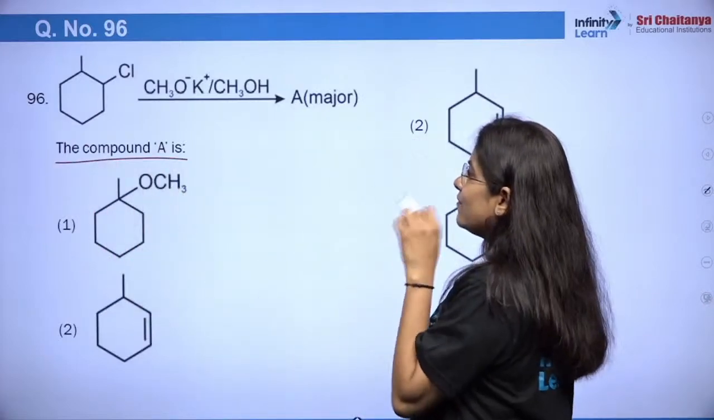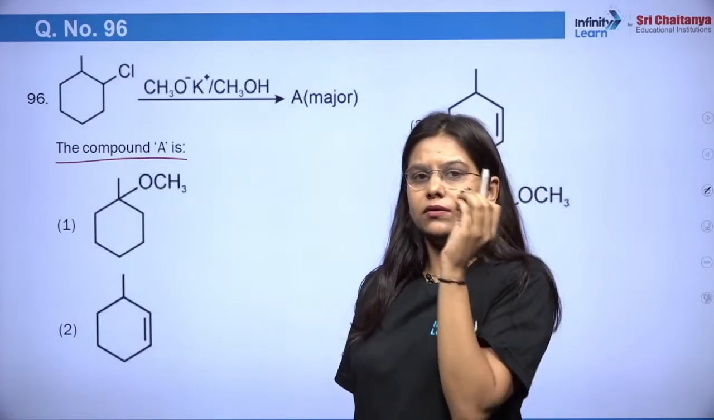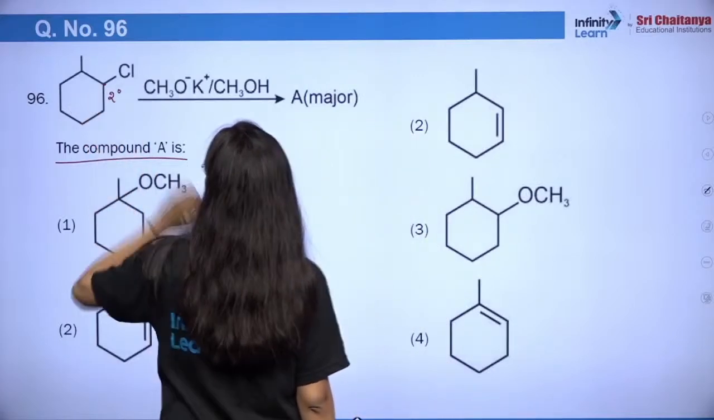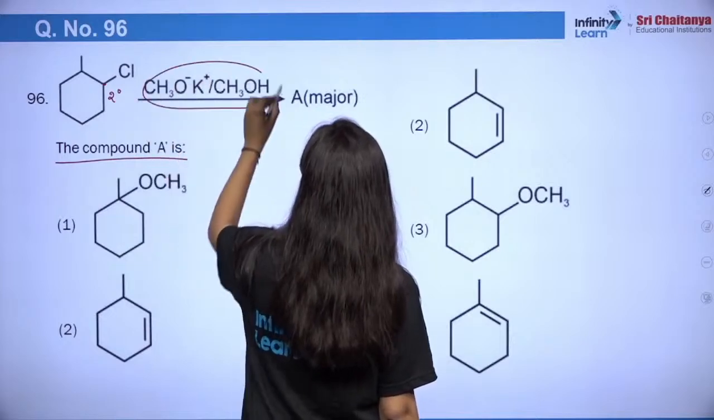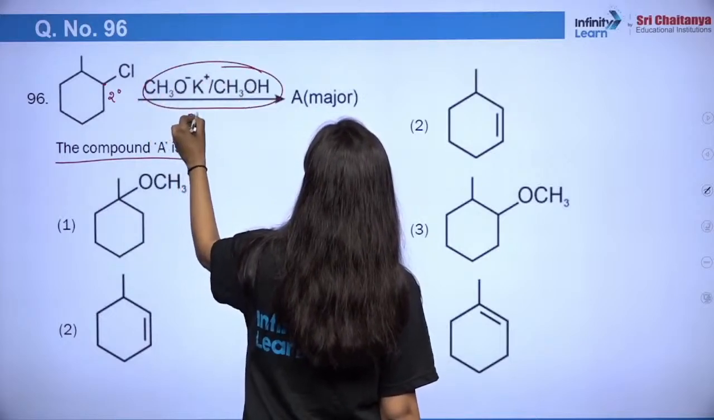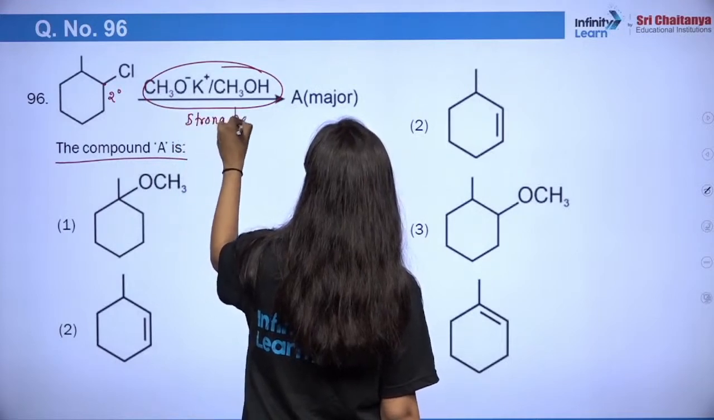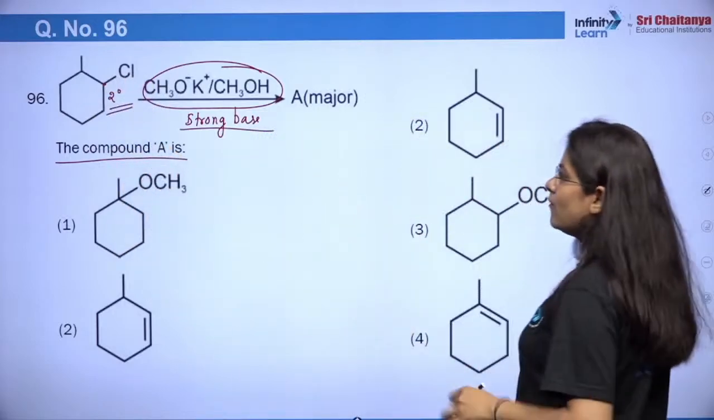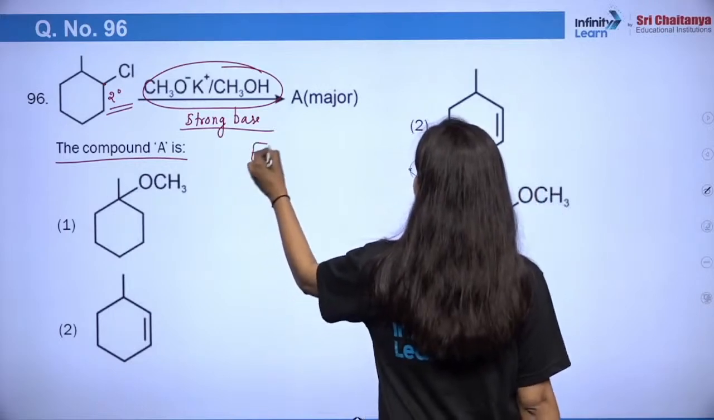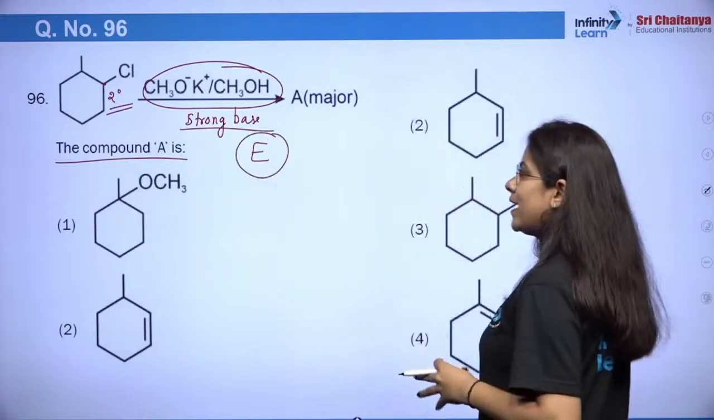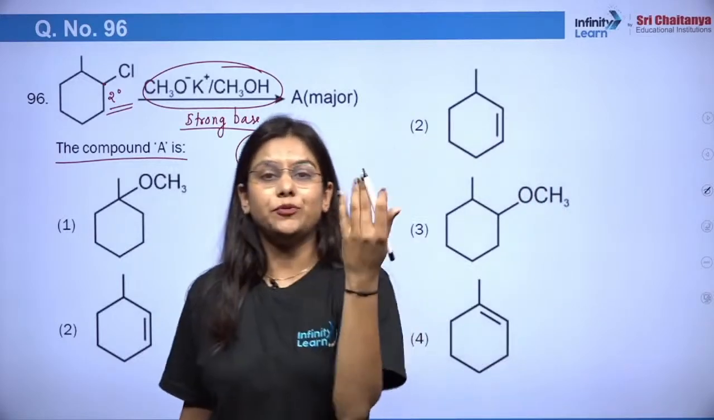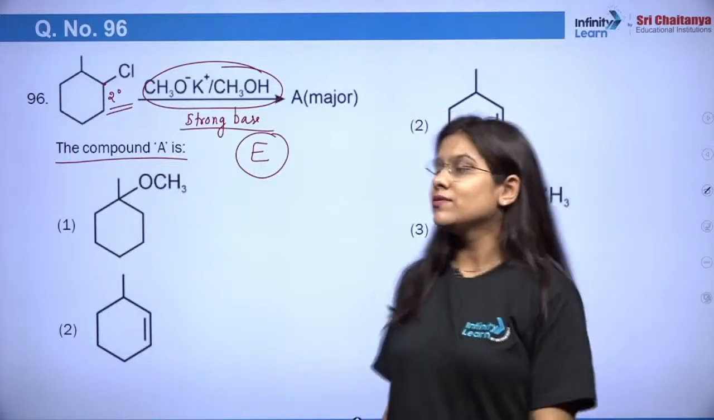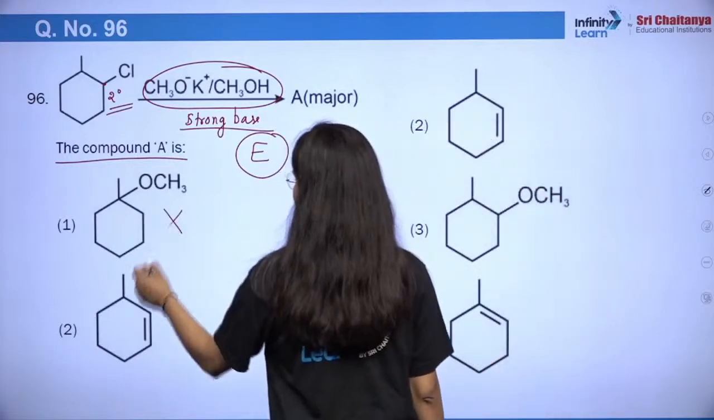Next question. Compound A is what? Okay. So we have a halide here, a cyclic compound containing chlorine. You can see that here the chlorine is 2 degree. And this is a strong base. So whenever we have a 2 degree alkyl halide and a strong base, then instead of substitution, elimination takes place. In case of strong base and already a 2 degree carbocation, the reaction will proceed via elimination, not substitution. So we cannot get this product, right?